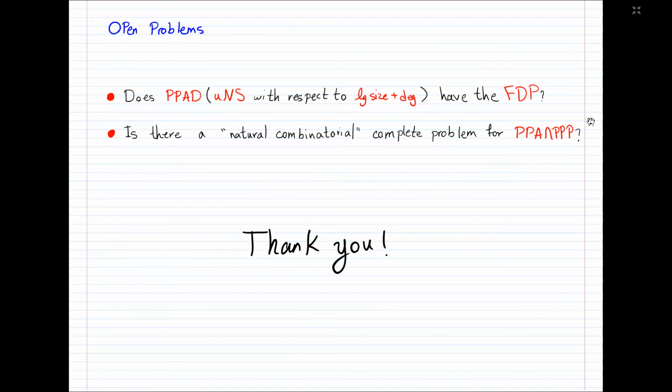And here are two open problems. The first question asks whether PPAD, by which I mean unary Sherali-Adams with respect to the log size plus degree measure, has the feasible disjunction property. And the second question is whether there is a natural combinatorial complete problem for PPA intersection PPP. Thank you.